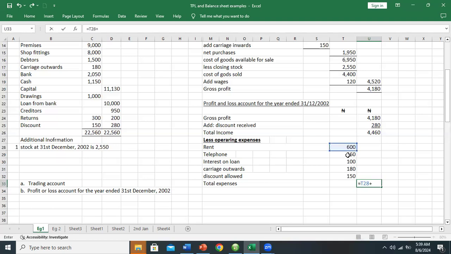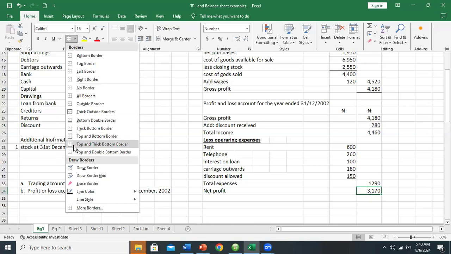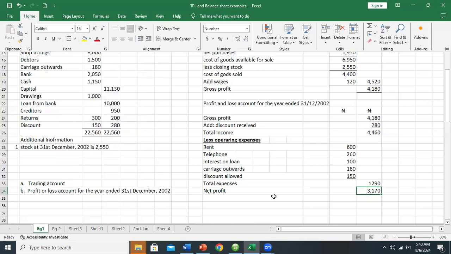Okay, so let me add all the expenses and see how much we'll get. We'll get 1,920. So we'll less it from the total income. And I think this time the income is more than the expense. So we are going to get a net profit. So a net profit of 3,170. And that is your final figure. Okay. So that is the profit and loss account for you.